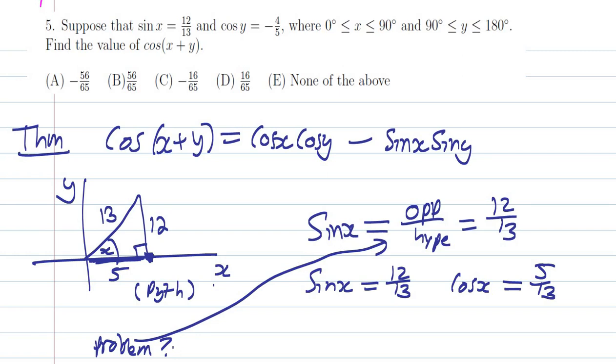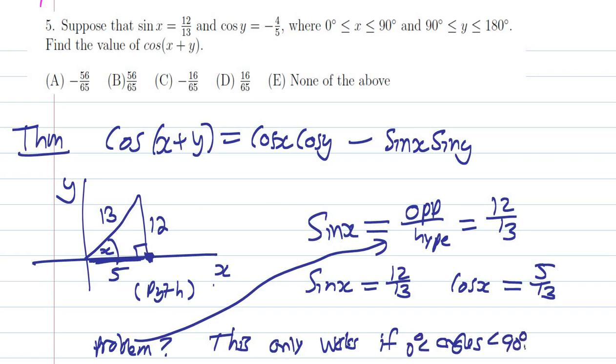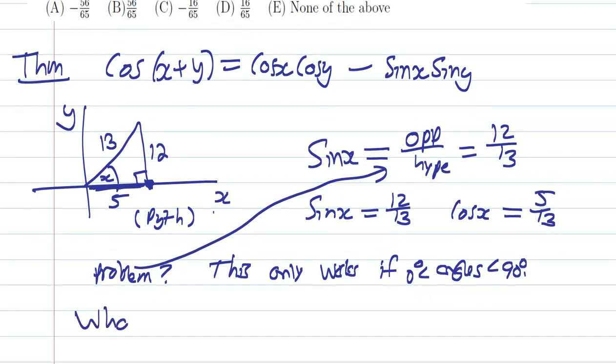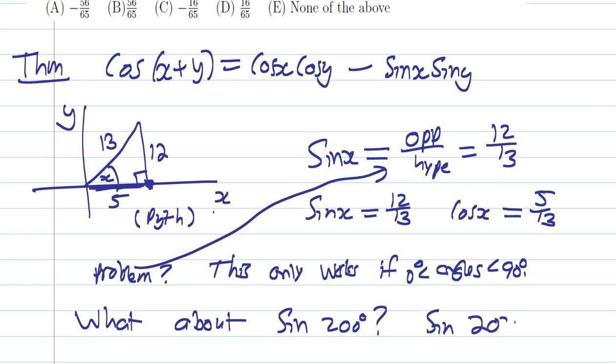I would say one of the problems is this only works if the angle is between 0 and 90 degrees. All right? And so you have an issue. What about, let's say, sine 200 degrees? Because you know that the angles in a triangle add up to 180. Or if you want to know what is sine 21 degrees.